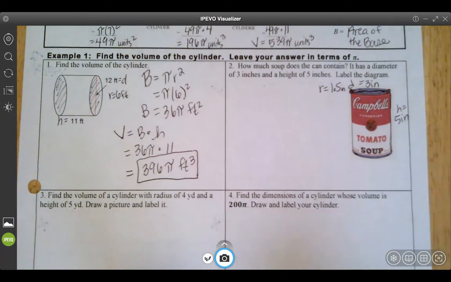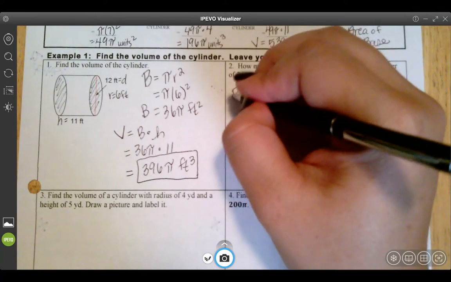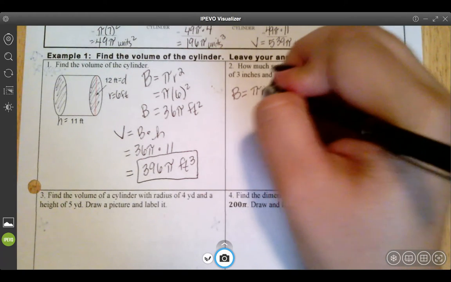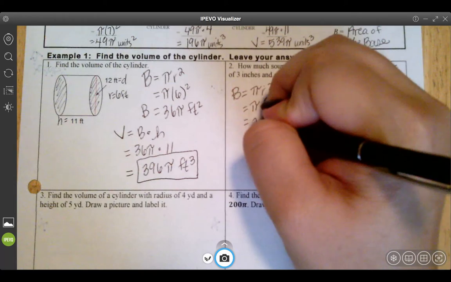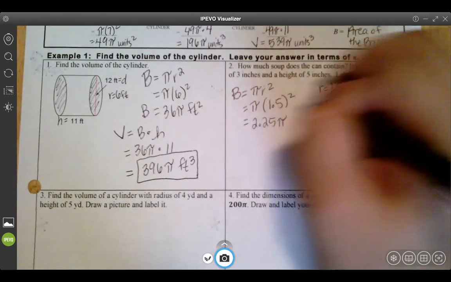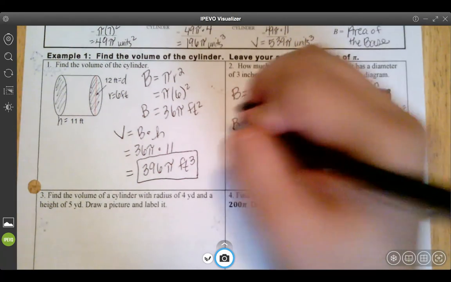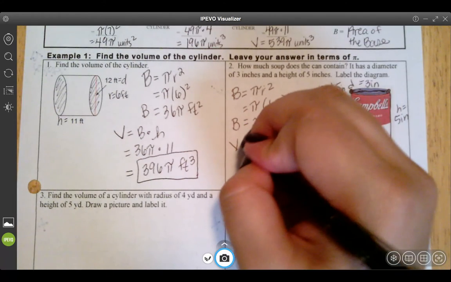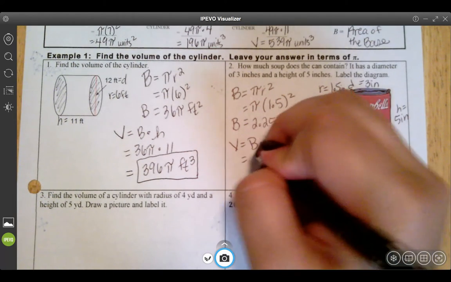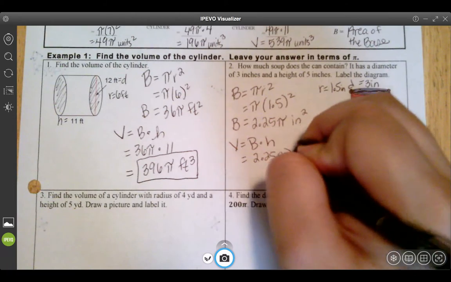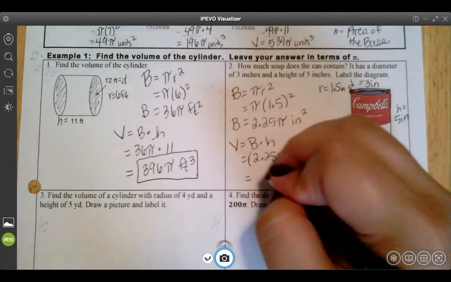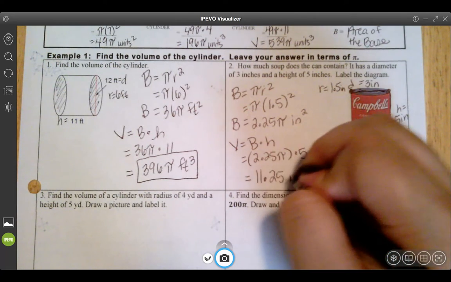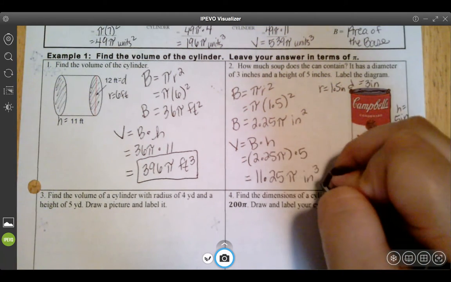Label the diagram. Did it? How much soup does the can contain? So first, let's find the area of the base. That's pi r squared. My radius is 1.5. That gives us 2.25 pi. Units are squared inches. But we're not after the base, we're after the volume, which is going to be base times height. 2.25 pi for the base times a height of 5, giving us a grand total of 11.25 pi cubic inches.